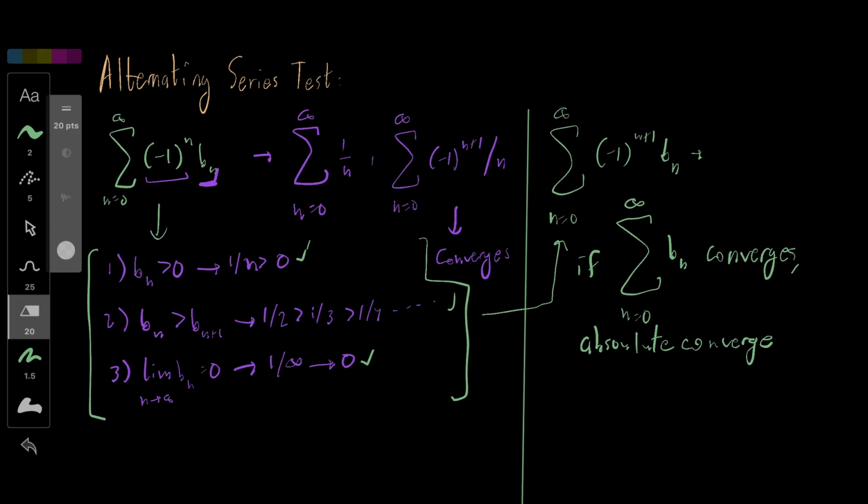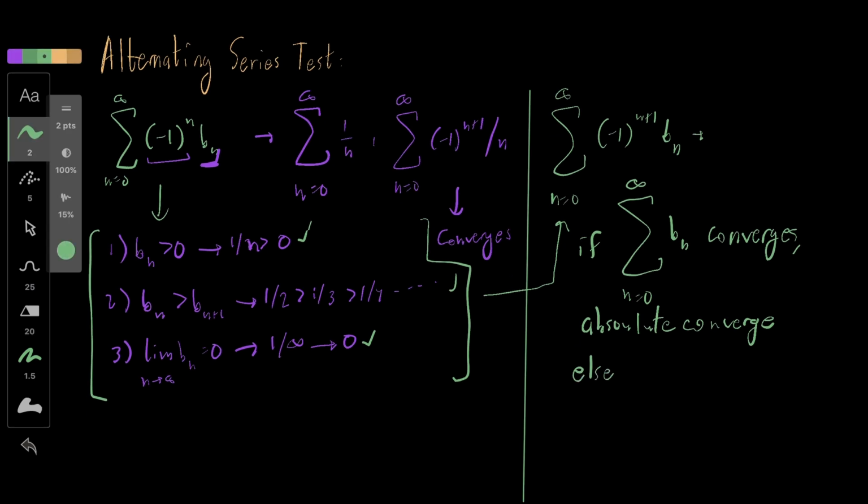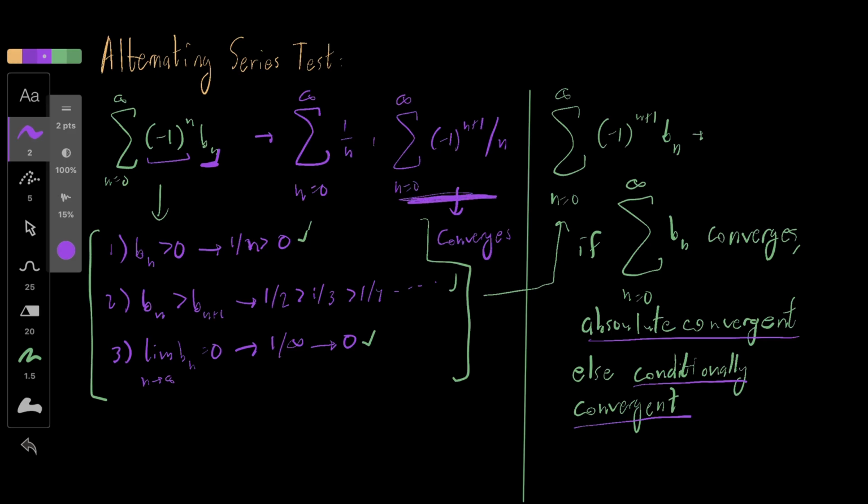But if it does not, then it is conditionally convergent. Conditionally convergent just means that the regular series does not converge, but the actual alternating series does converge. One example of a conditionally convergent series is the alternating harmonic series, because the sum of 1 by n doesn't converge, but the alternating one does. And one special thing is that this only applies to alternating series, another reason I chose to keep it in this video.